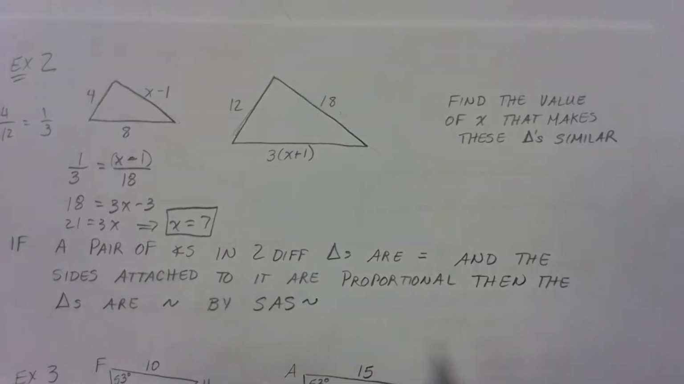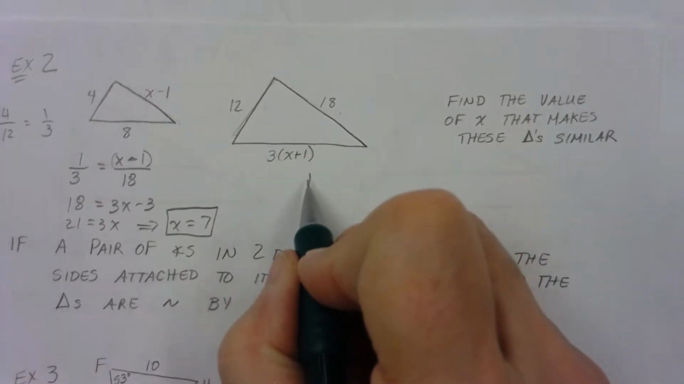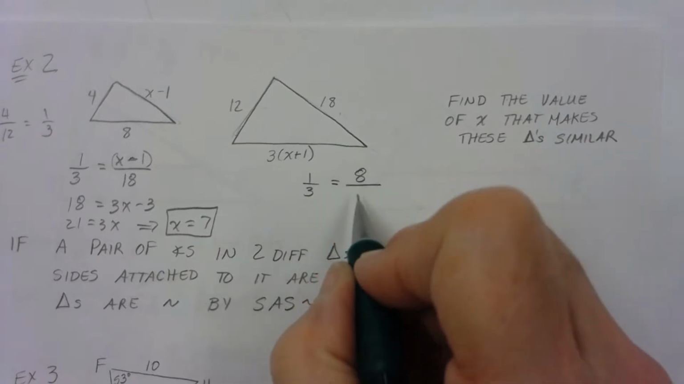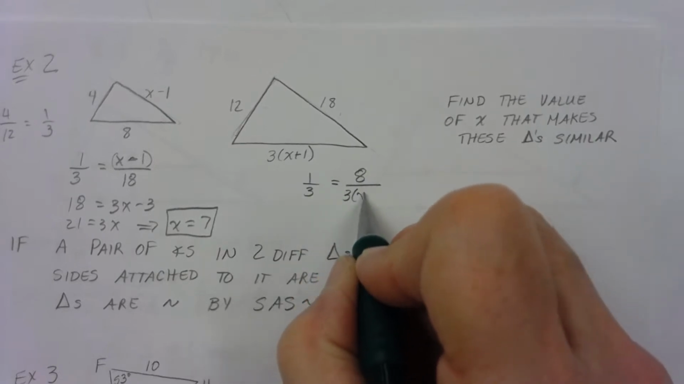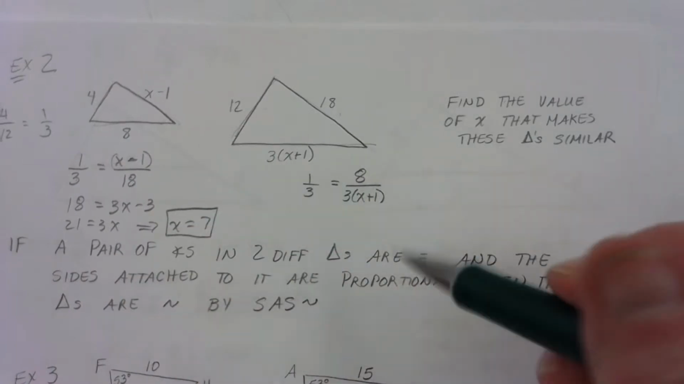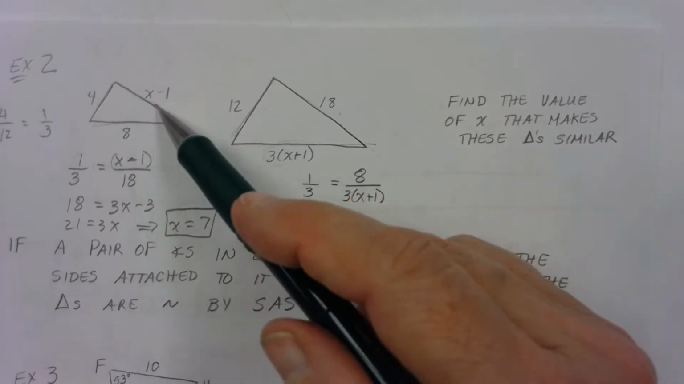Now, just so you know, I could have also done this. I could have found the 4 and the 12. They have numbers on them. Reduce it to 1 to 3. And I could have also written 8 is to 3 times x plus 1, sorry, because those sides go together. This 8 goes with this. That makes your life a little bit harder because this was a more complex statement than this was.